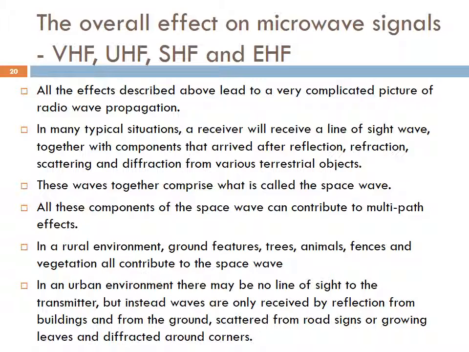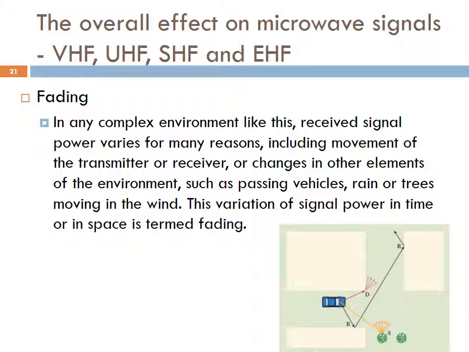In a rural environment, ground features, trees, animals, fences, and vegetation all contribute to the space wave. In an urban environment, there may be no line of sight to the transmitter, but instead waves are only received by reflection from buildings and from the ground, scattered from road signs or growing leaves, and diffracted around corners. The following figures show an example of a city street showing reflected, diffracted, and scattered waves propagating around corners.